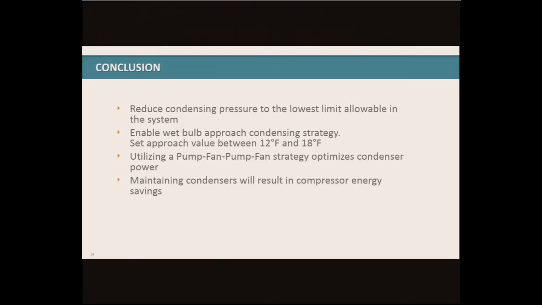So lastly, in conclusion, we want to make sure we're reducing the condensing pressure to the lowest limit allowable in the system, and that is going to be system dependent. We want to enable a wet bulb approach condensing strategy and set our approach values to between 12 degrees and 18 degrees. You want to make sure you're utilizing a pump-fan strategy and optimizing condenser power. And lastly, maintaining condensers will result in compressor energy savings.